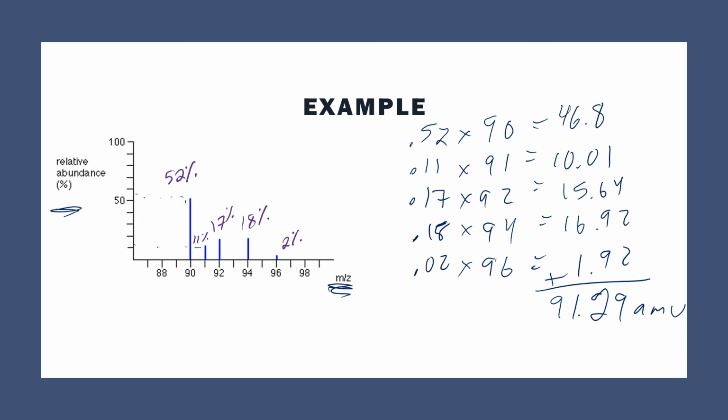Now, this particular graph didn't tell you what element it was. So this can be used to figure out the identity of the sample. So for example, once we find this average atomic mass, then you can go back to the periodic table, find the element whose atomic mass matches that number. In this case, the closest one is probably zirconium, which is Zr.